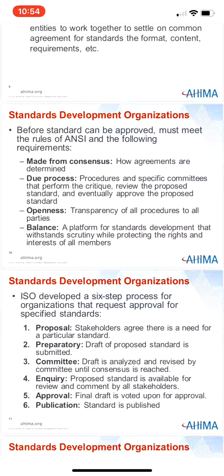And the ISO has developed a 6-step process for organizations that request approval for the specified standards. Number 1 is the proposal. Stakeholders agree that there is a need for a particular standard. Number 2, preparatory. Draft and proposed standard is submitted. Number 3, committee. Draft is analyzed and revised by committee until consensus is reached. Number 4, inquiry. Proposed standard is available for review and comment by all stakeholders. Number 5, approval. The final draft is voted upon for approval. And number 6, publication. The standard is published.